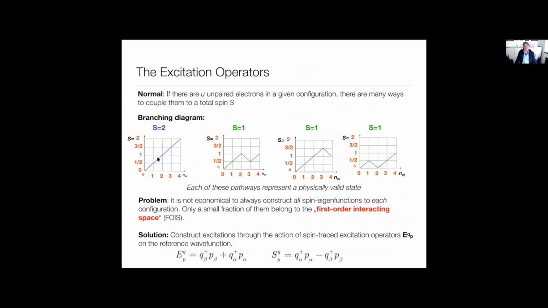Here's one thing that I wanted to at least mention in passing. If you have a given number of unpaired electrons, you can typically generate more than one spin eigenfunction from it. For example, you have 4 unpaired electrons. There's only one way you can couple 4 unpaired electrons to a total spin of 2. But by the logic of so-called branching diagrams, there are 3 ways you can couple 4 unpaired electrons to a total spin of 1. And you explicitly need to take care of all of them because they are linearly independent and they all show up in the final spectrum. That means they also show up in the experiment.